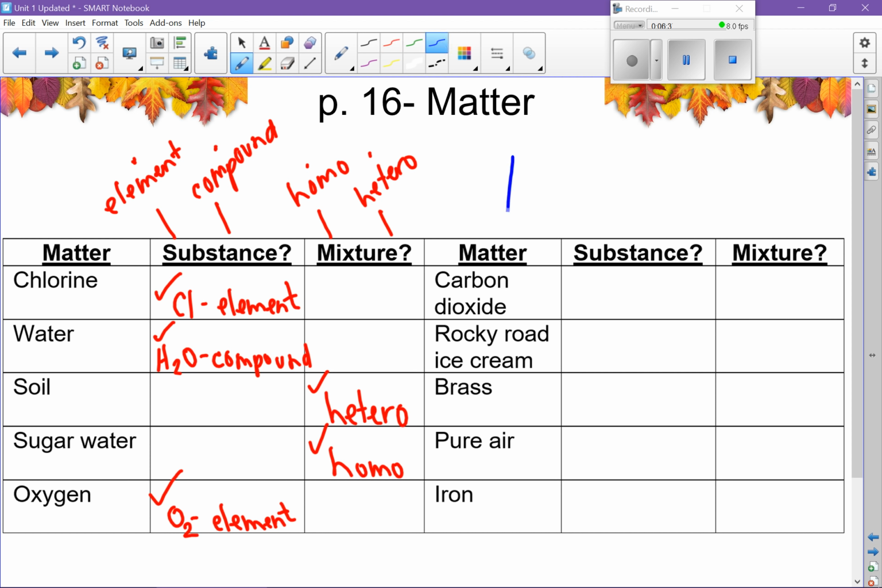Alright, I want you guys to try this column, see if you can identify what kind of matter you have there, and then you can check your answers with me.